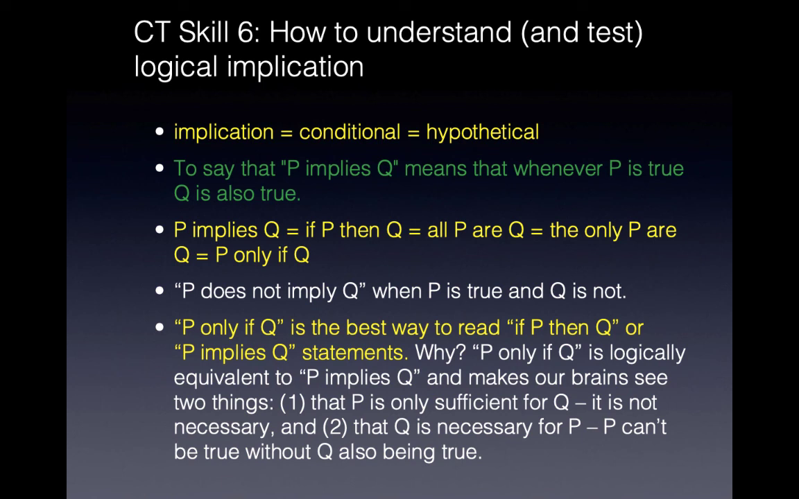And two, that Q is necessary for P. P can't be true without Q also being true. See, this is what an implication is actually saying. P and Q gotta be, always are, true at the same time. And so if you can think of a case of P being true and Q not being true, the conditional is false. That's a counterexample.